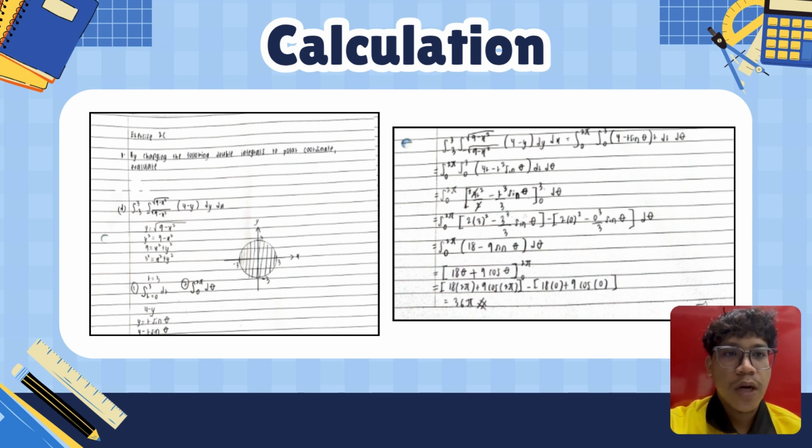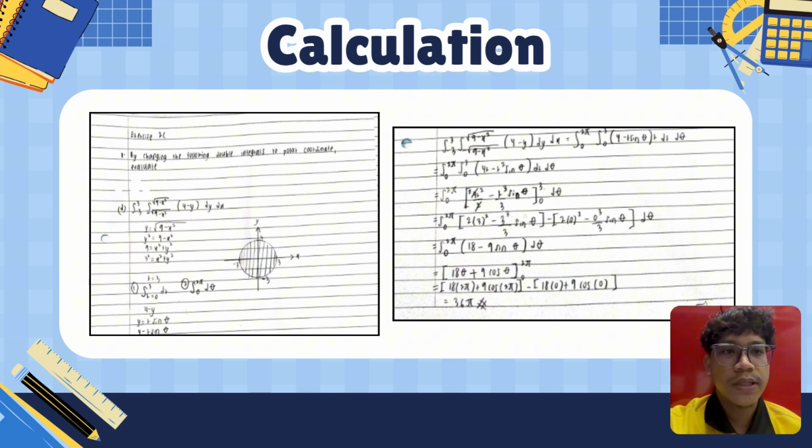This gives us our new polar limits. The radius r goes from 0 to 3. The angle theta goes from 0 to 2 pi to sweep the whole circle. Next, we convert the components. Substitute y equals r sin theta. Swap dy dx for the polar area element r dr d theta.